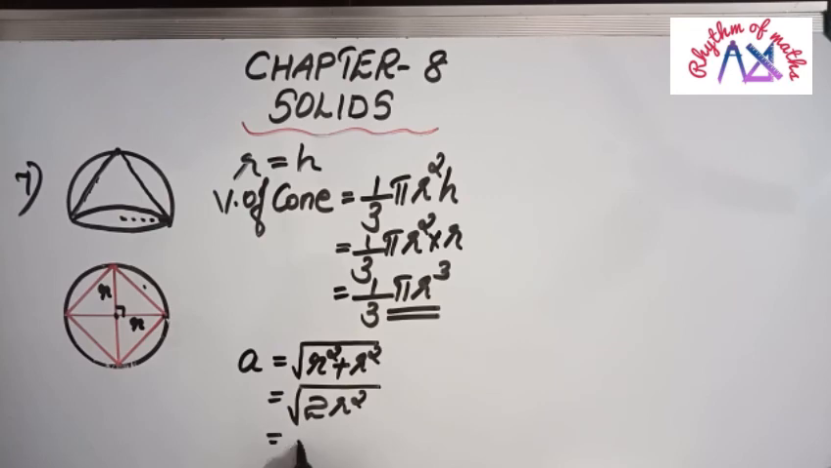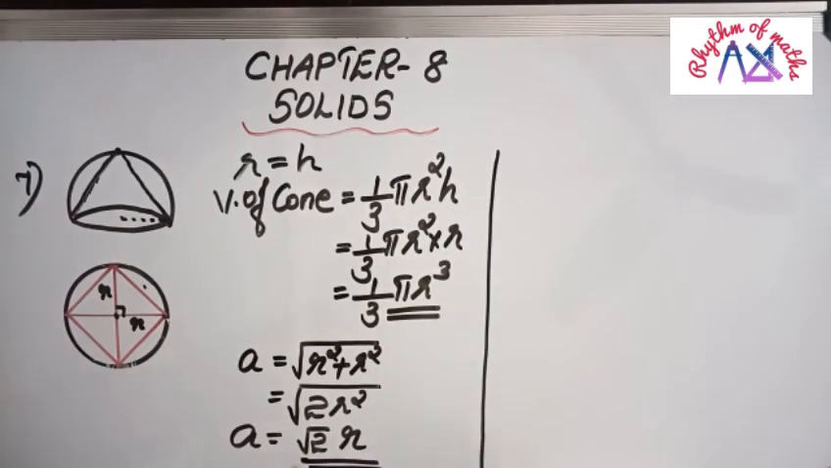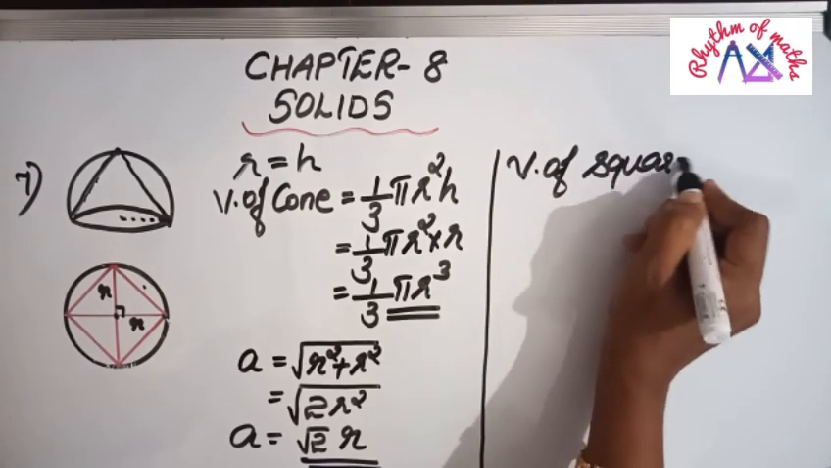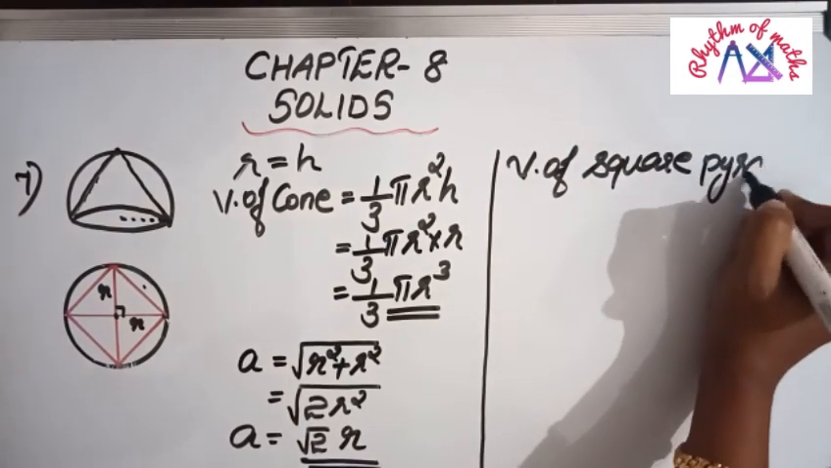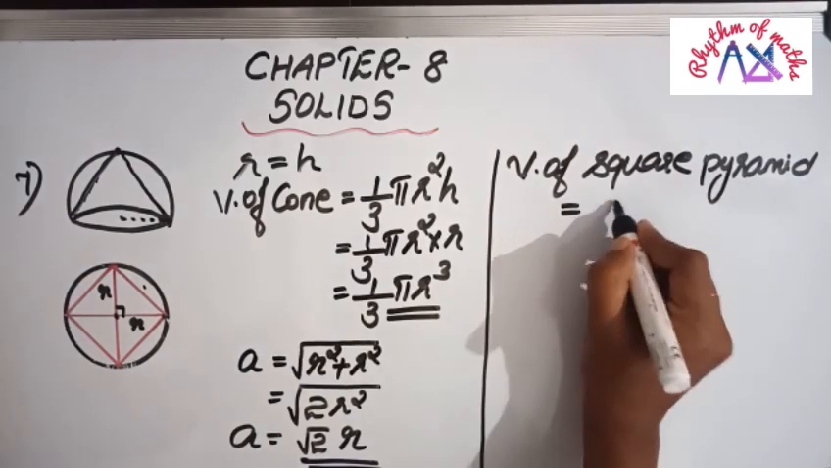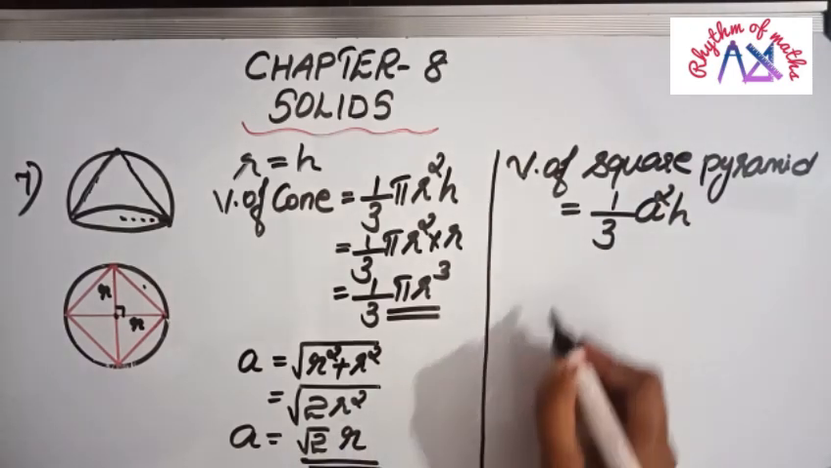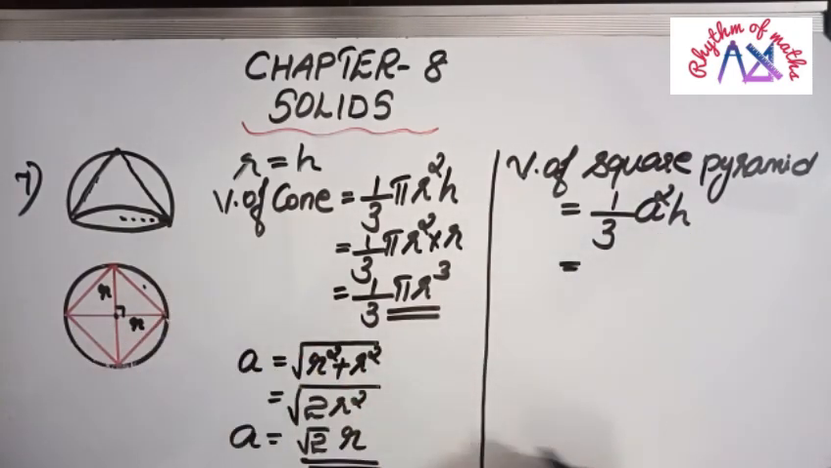Okay. Now root 2 R square, and for this R square, root and square come together. So let's take that R outside. So that is R. So root 2 R is the base edge of the square pyramid. Okay. Now let's find the volume. Volume of square pyramid. What is the equation? Volume of square pyramid is 1 by 3 a square h. This is the equation.